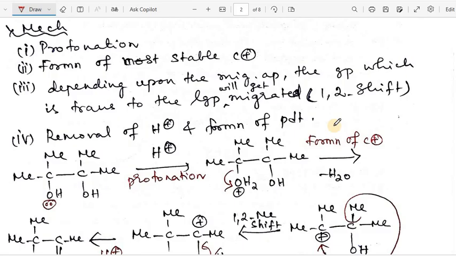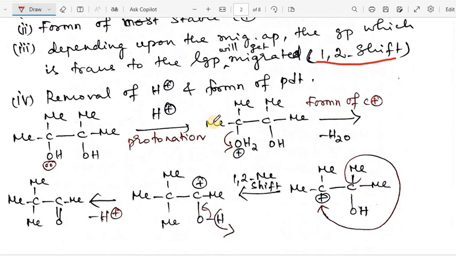Coming to the mechanism, it consists of 4 steps. First one is the protonation. Second one is the formation of the most stable carbonium ion. Third one, depending upon the migrating aptitude, the group which is trans to the leaving group will get migrated. That is, 1,2 shift will occur. And the last step is the removal of proton and formation of product. Let us see this mechanism in detail.